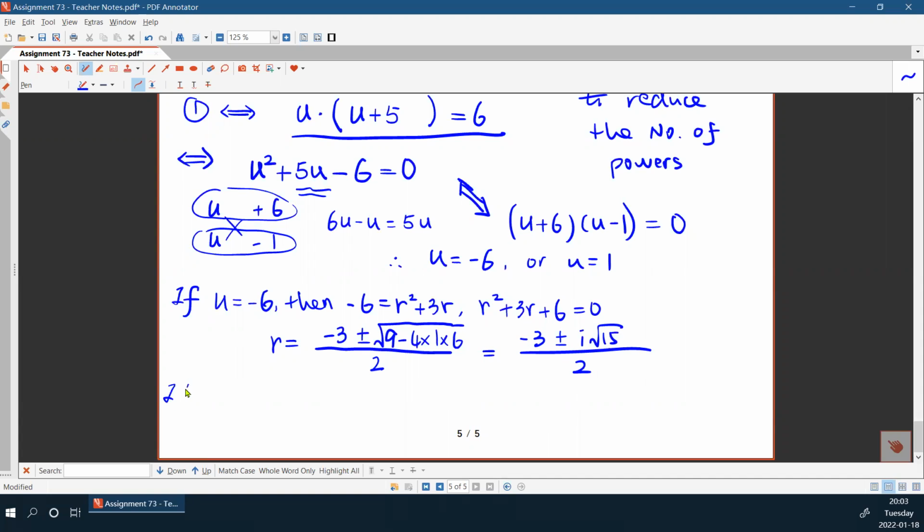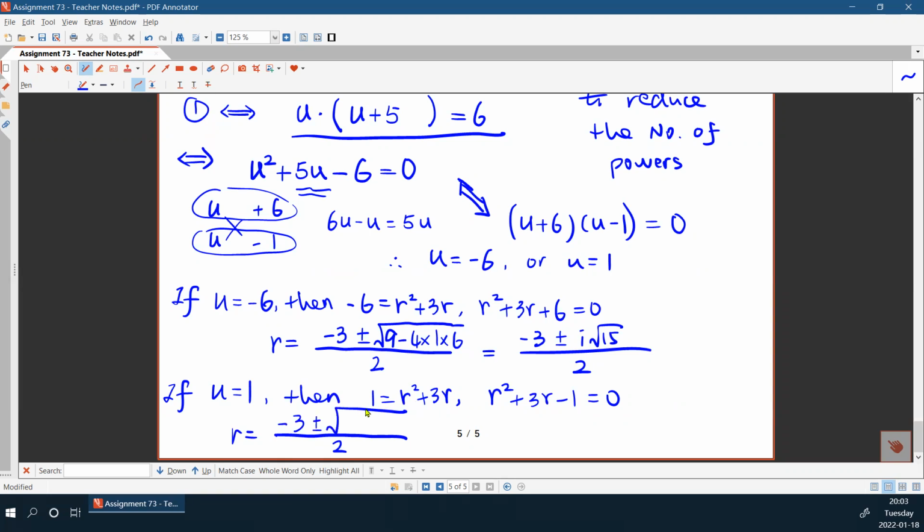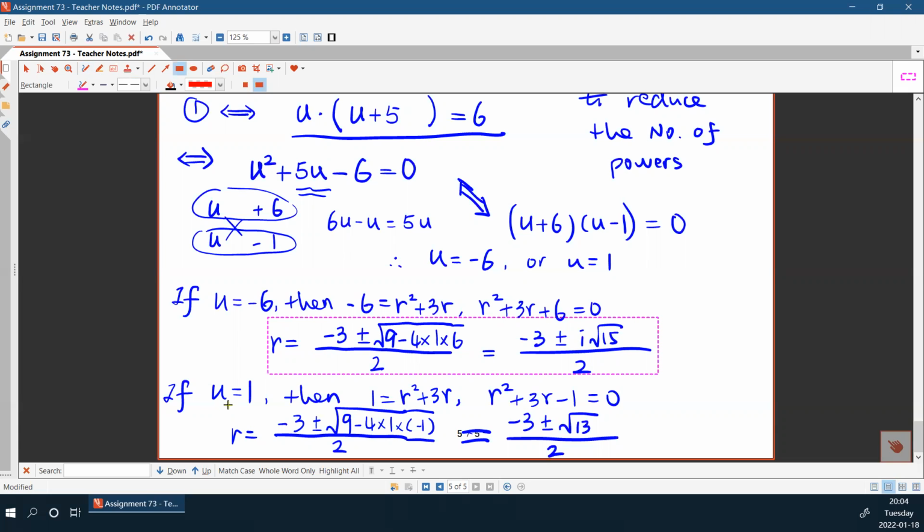Okay, then let's discuss if u is 1, then we know that 1 is r squared plus 3r. Then r squared plus 3r -1 equals 0. Again, r can also be solved by using the quadratic formula, which has 2 as the denominator, then -3 plus or minus square root of delta. Delta is 9 minus 4 by a, which is 1, by c, which is -1. Then r is -3 positive or negative square root of 13, over 2. So there are, again, 4 solutions, which corresponds to the highest order 4.